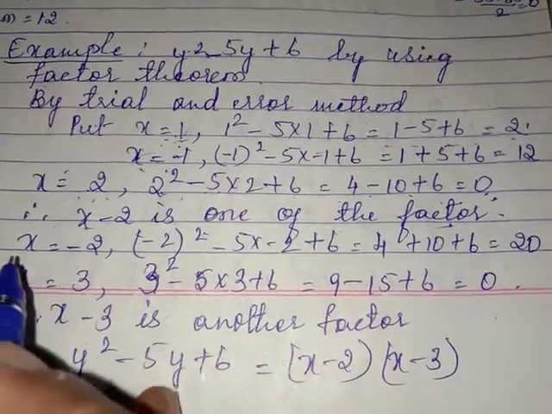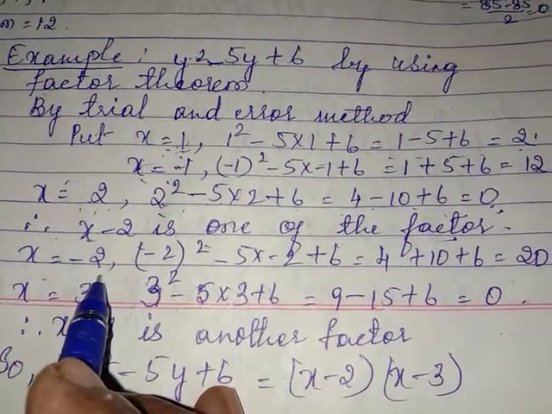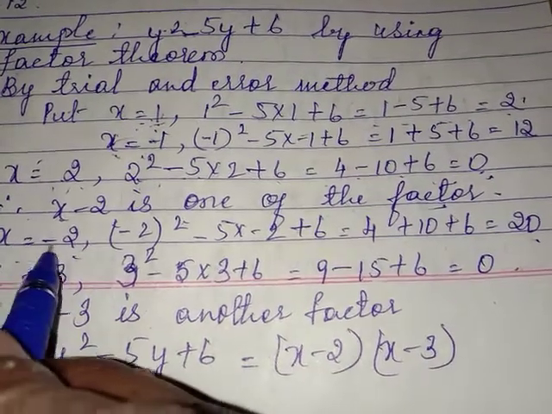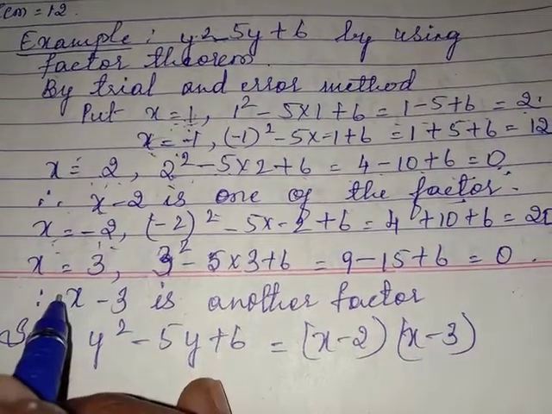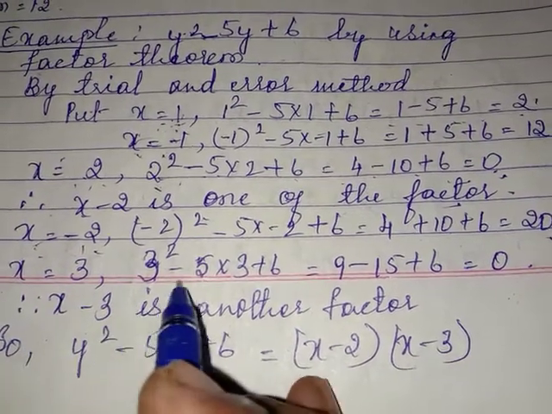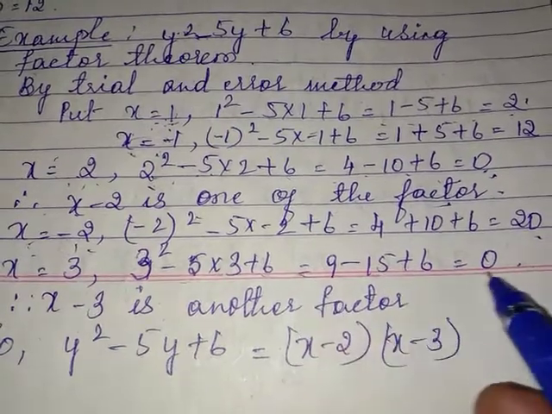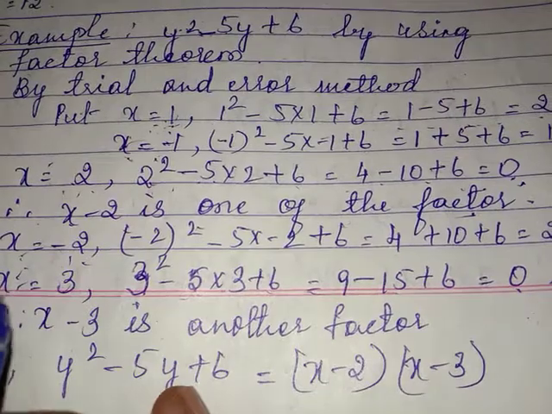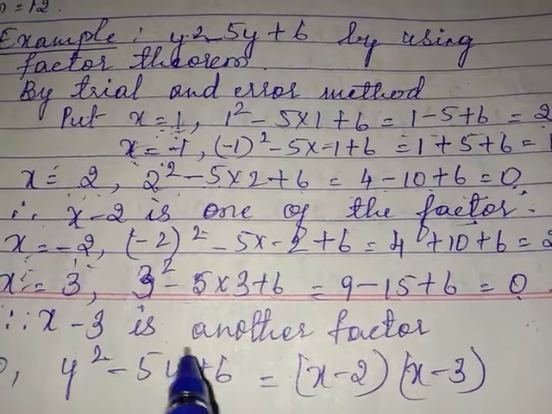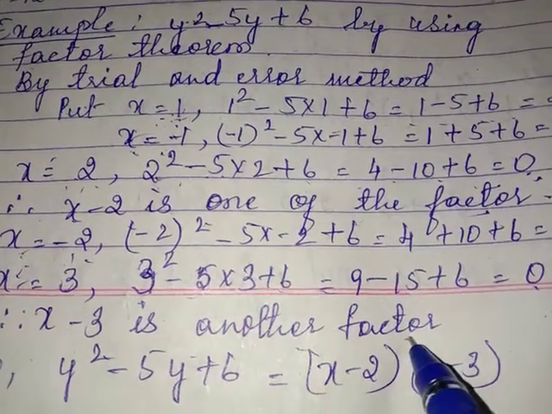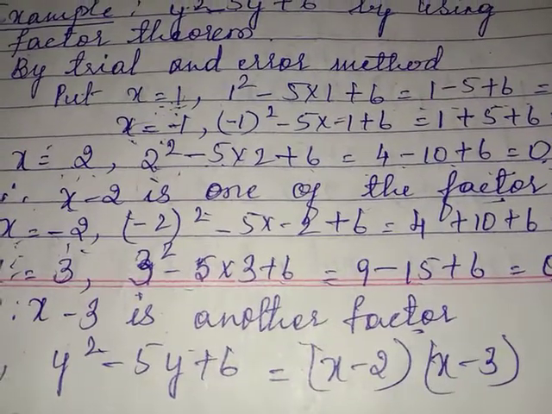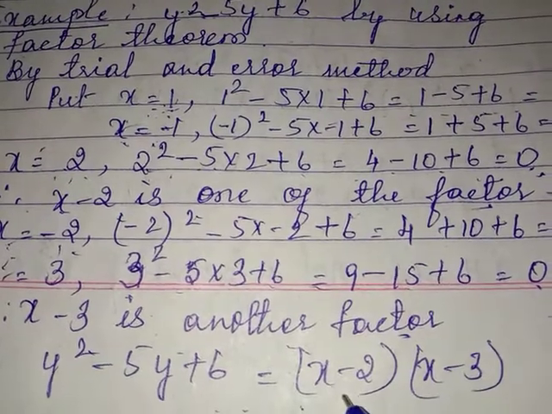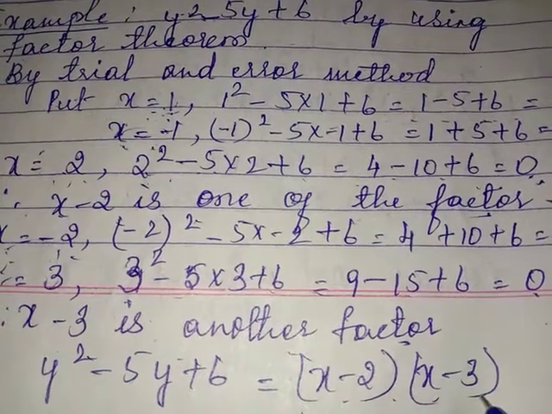Now x is equal to minus 2. If we take it, what do you get here? 20. Then x plus 2 is not a factor. Now let us move to x is equal to 3. If you substitute here, how much do you get? 0. So therefore, if you take this 3 to this side, x minus 3 is another factor. Okay children, now y square minus 5y plus 6 is equal to, what do you get here? x minus 2 into x minus 3.